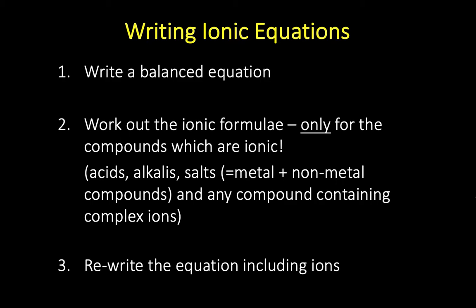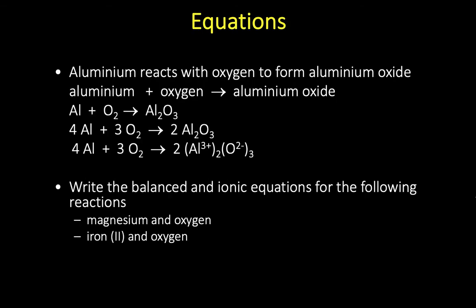We're going to have more practice, just bear with me. So, aluminium reacts with oxygen to form aluminium oxide. So if we go up here, our word equation is aluminium plus oxygen gives aluminium oxide. Al O2 gives Al2O3. Balanced out, that's 4 aluminium plus 3 oxygen gives 2 Al2O3. And then we substitute in our ions, like so, and we have a full ionic equation.